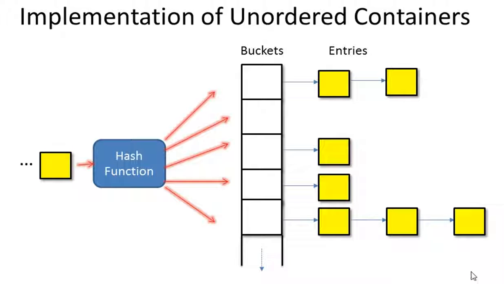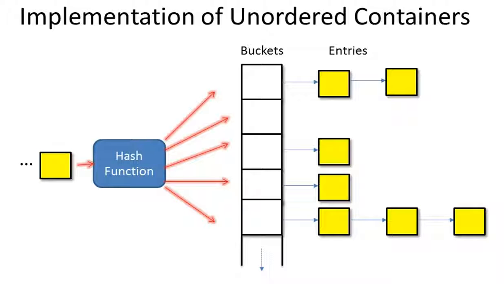Internally, an unordered container is implemented with a hash table, which is an array of linked lists. The array is also called the array of buckets, and the linked lists are called entries. Each element is used by the hash function to calculate a value, and based on that value, the element is inserted into its own place in the entries.